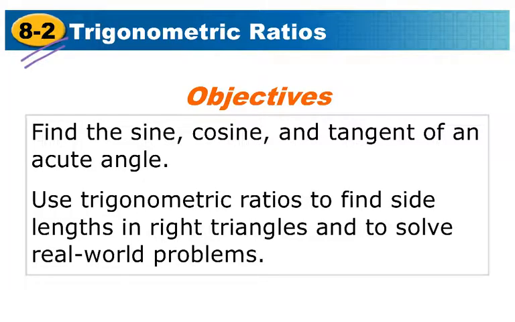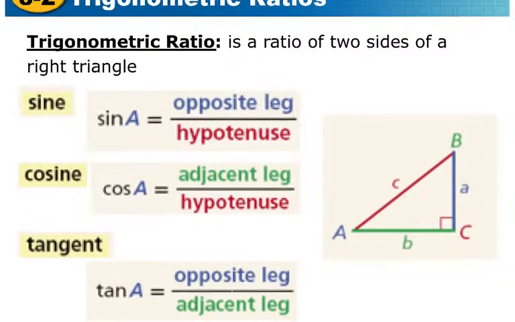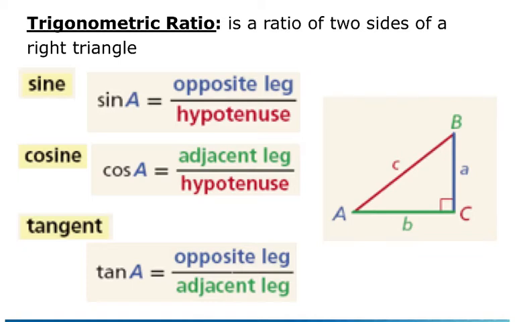That's because in any of our triangles that we're talking about, we always have a right triangle with trig. And then if there's a right angle, then the other two have to be acute. And then we're going to use the trig ratios to find side lengths in right triangles. Again, we talked about why, to solve real-world problems. Okay, so our trig ratio is a ratio of two sides of a right triangle.